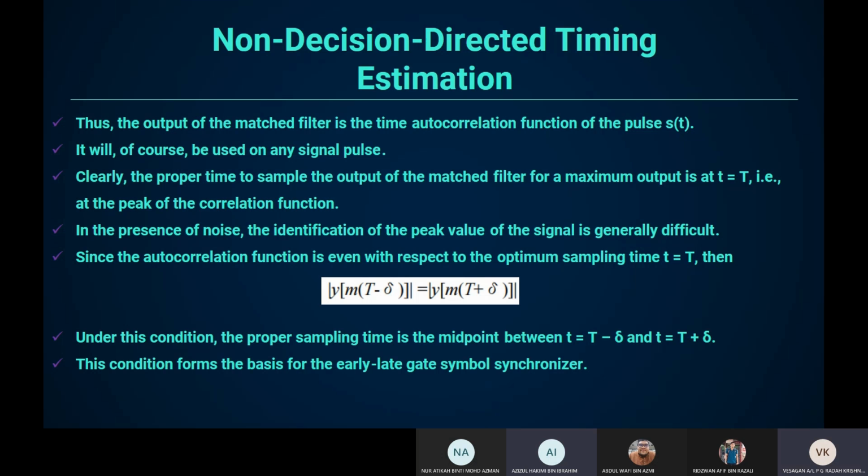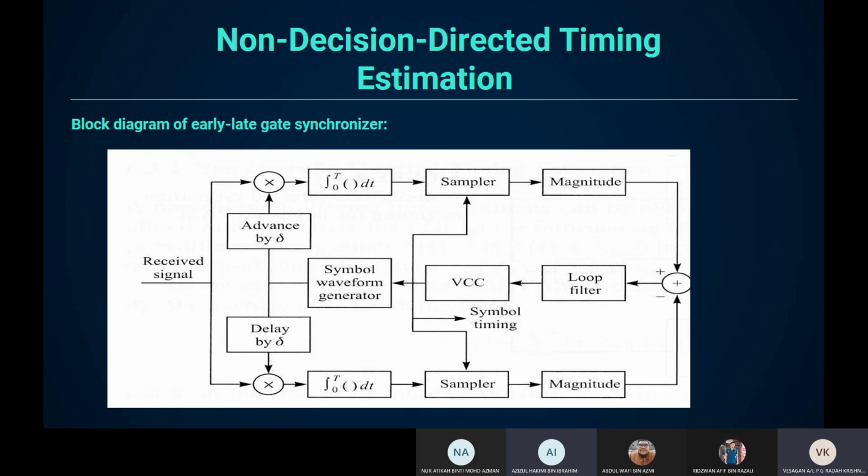In the presence of noise, the identification of the peak value of the signal is generally difficult. Since the autocorrelation function is even with respect to the optimum sampling time tau equal to T, it is shown as the equation below. Under this condition, the proper sampling time is the midpoint between tau equal to T minus delta and tau equal to T plus delta. This condition forms the basis for the early-late gate symbol synchronizer. So this is the block diagram for the early-late gate synchronizer.